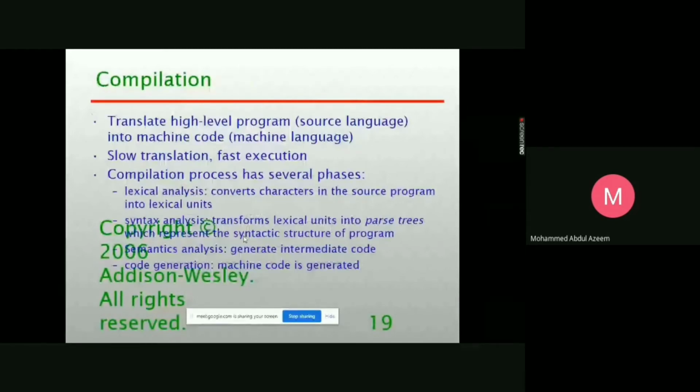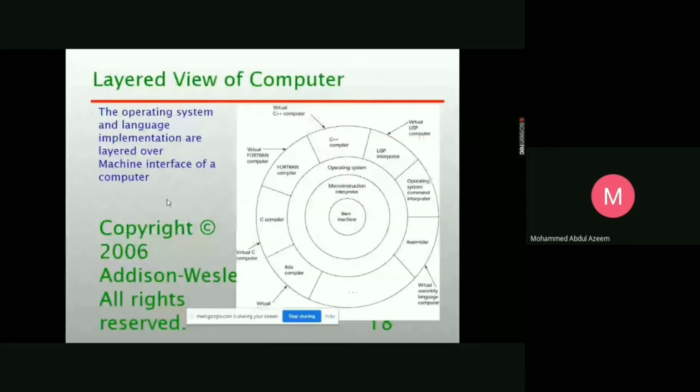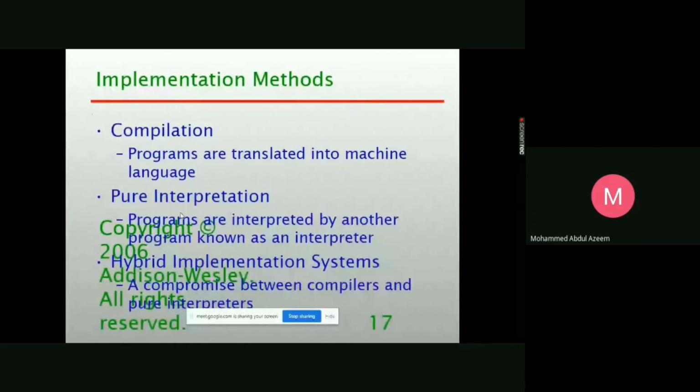So out of this, you can draw that compiled languages are faster in execution, slower in translation, and not that reliable. Now, coming to the pure interpretation implementation: the programs are interpreted by another program known as an interpreter.